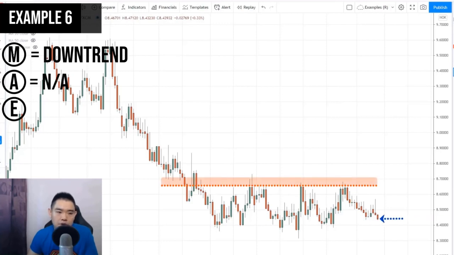Entry trigger wise, if it's not at an area of value, then usually I don't even bother looking at the entry trigger. But for the sake of this training, we look at the entry trigger, and we see there was a shooting star on the previous day. So there is an entry trigger, but because again it's not from an area of value, I would choose to skip this trade altogether.